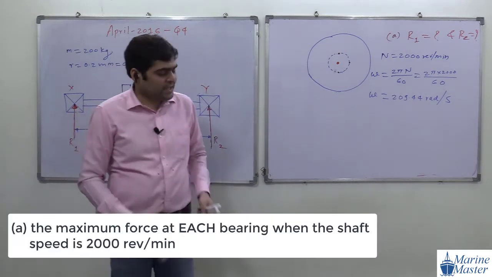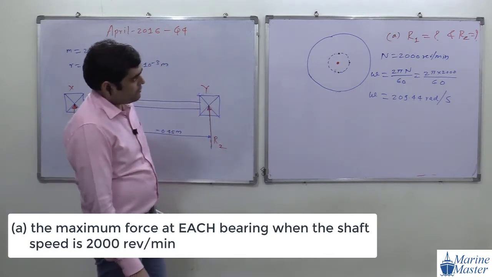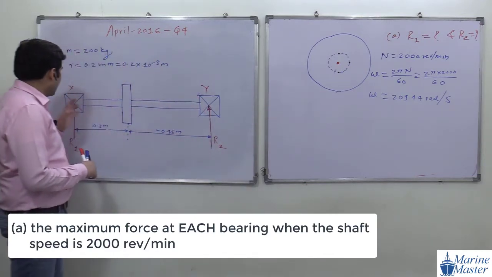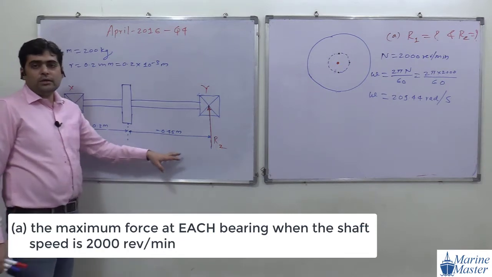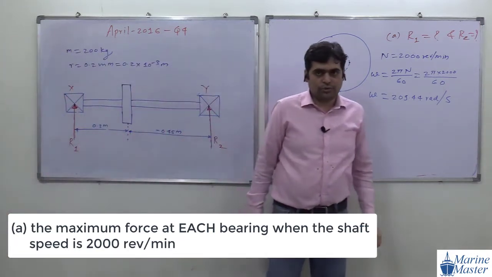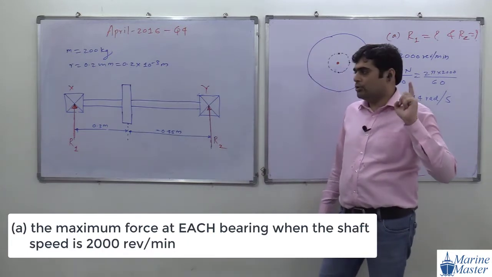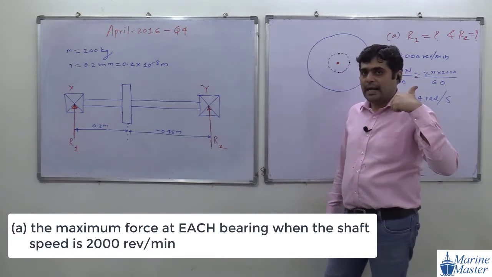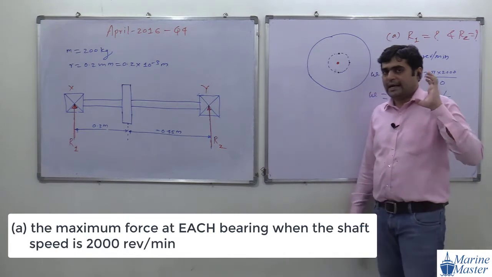So now, guys, what is our target in part A? What do we have to find out? Maximum force on each bearing. So we have to find the value of R1 and R2. That is our target in part A.